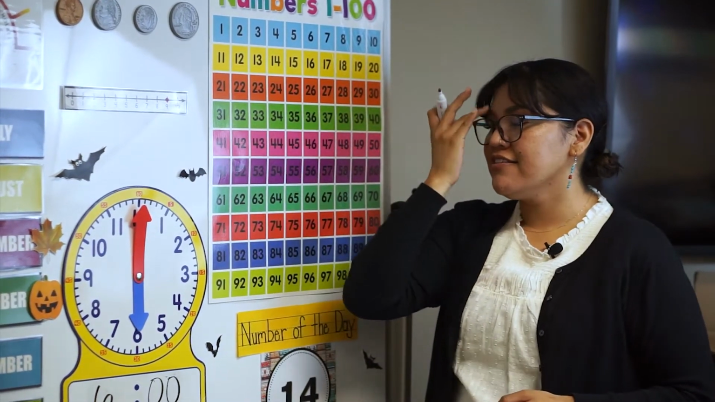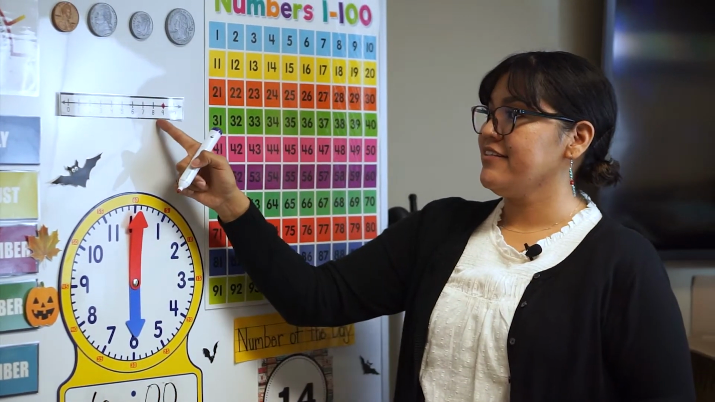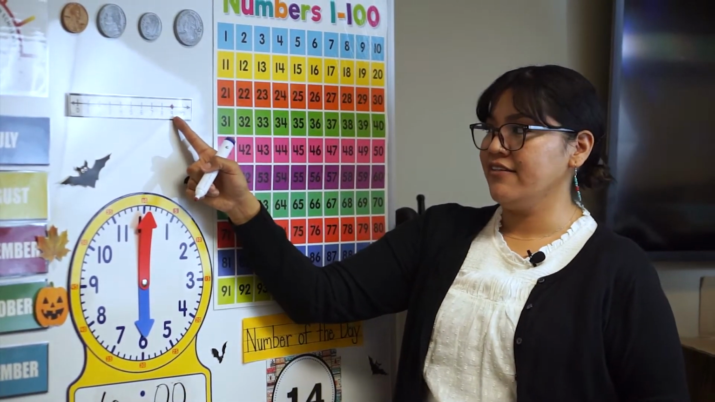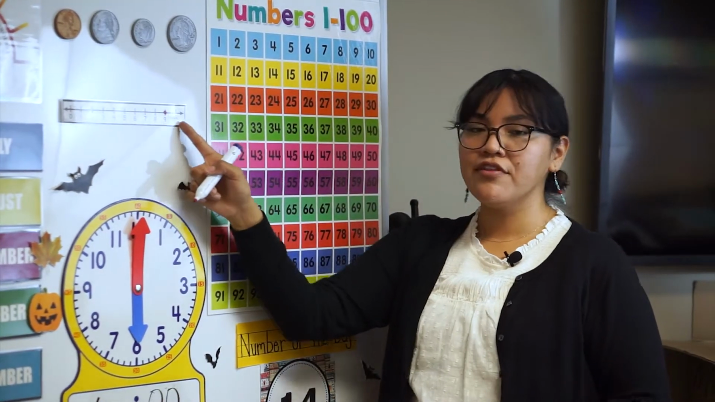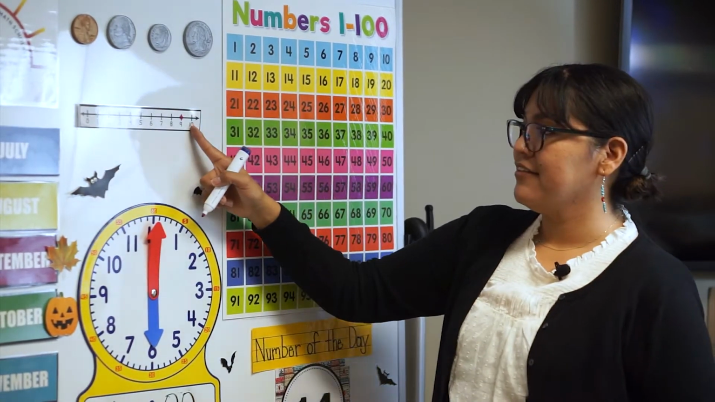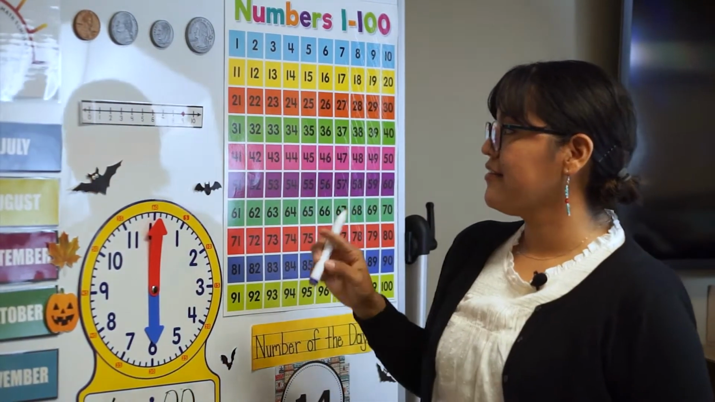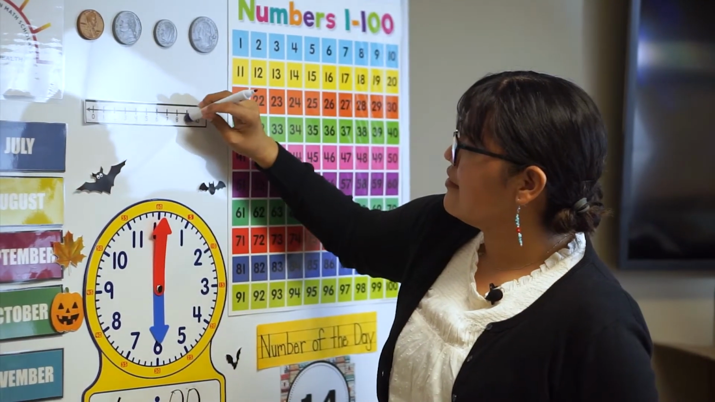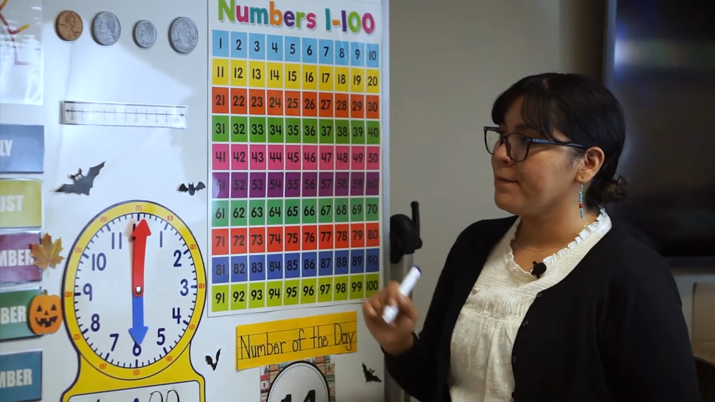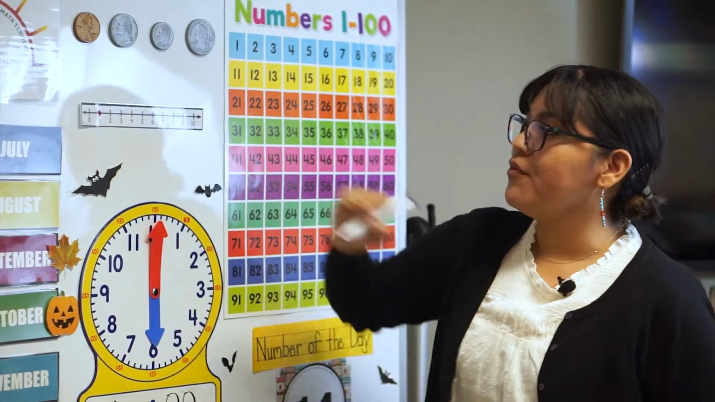What's 1 less than 9? 8. 8 is 1 less than 9. What's 1 more than 9? 10. All right, so 1 more than 9 is 10. Okay, let's pick another number. Let's pick 1. I'm going to put a dot above the number 1.